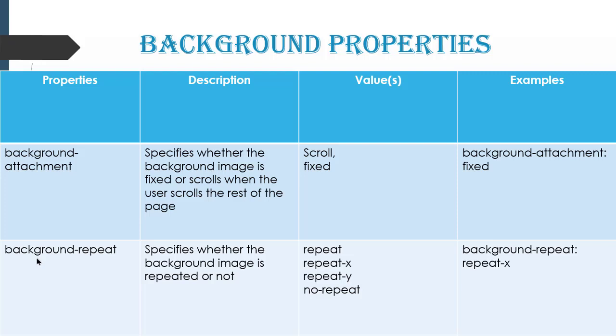Students, background repeat property specifies whether the background image is repeated or not. If you want to repeat the image, then we can use its value as repeat. If we want to repeat the image along x-axis, then we can use repeat-x. But if we want to repeat the image along y-axis, then we should use its value as repeat-y. Otherwise, we can use no-repeat.